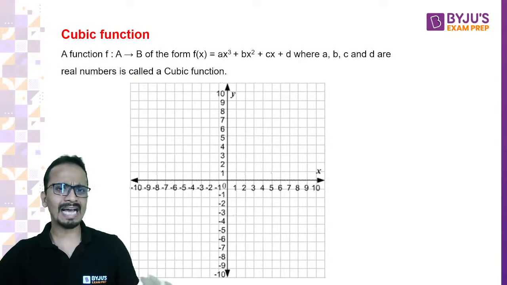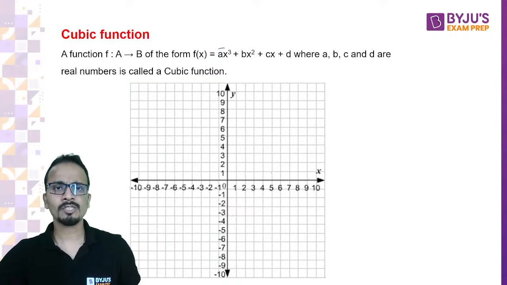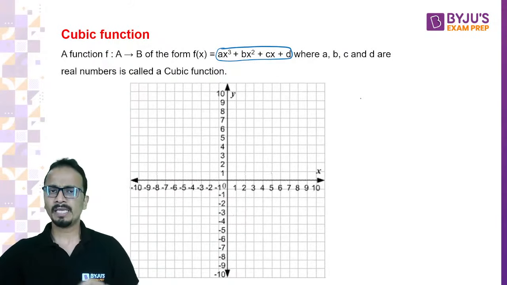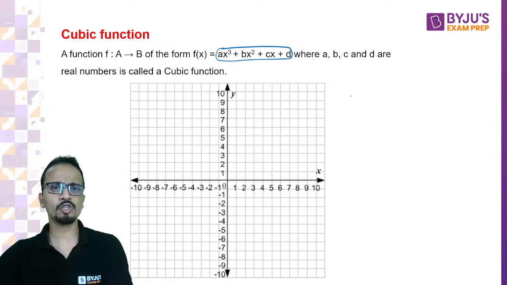So let's move on to the next type of function, which is a cubic function. Now, as we have seen quadratic, the cubic function will be in the general form of ax cube plus bx square plus cx plus d. Again, we'll see the graph of this cubic function.